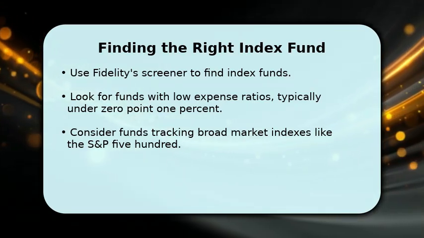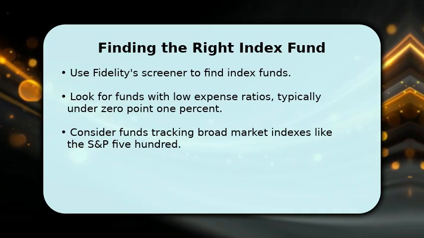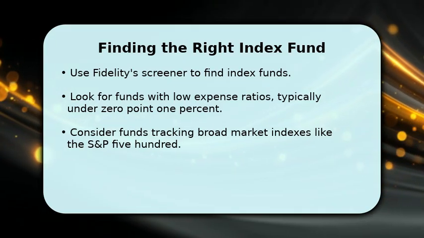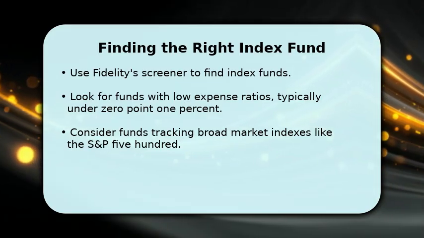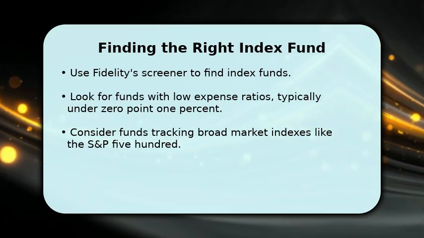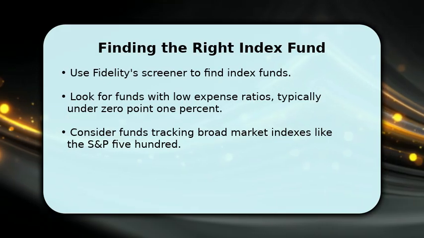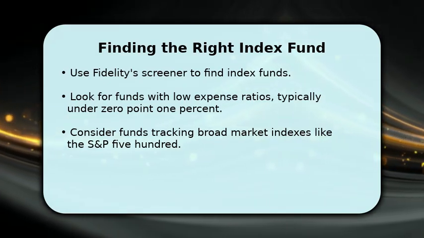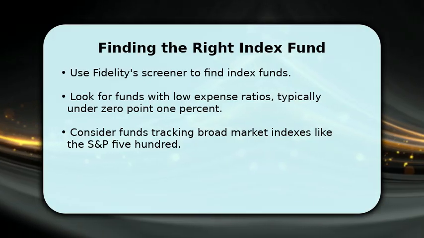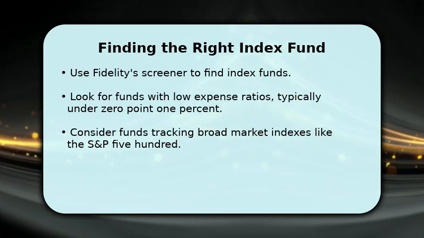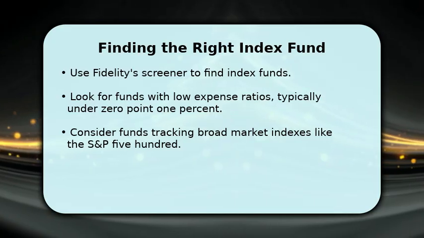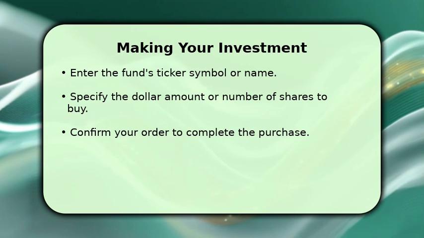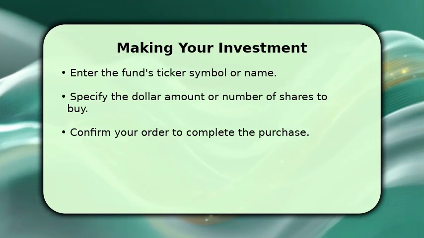Fidelity offers excellent screening tools on their website to help you narrow down your choices. A key factor to consider is the expense ratio. Aim for funds with very low fees, ideally below 0.1%, to maximize your returns over time. Many investors prefer funds that track broad market indexes, such as the S&P 500, for diversified exposure to hundreds of companies. Once you've selected your desired index fund, it's time to make your investment.